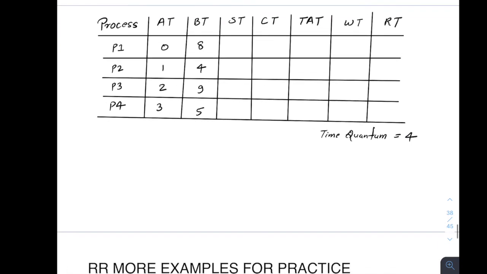Okay, better to understand this with an example. Here you have arrival time and burst time given, and the time slice or time quantum is given as 4. That means after 4 milliseconds, you have to remove that process. So initially, let's draw the queue here.